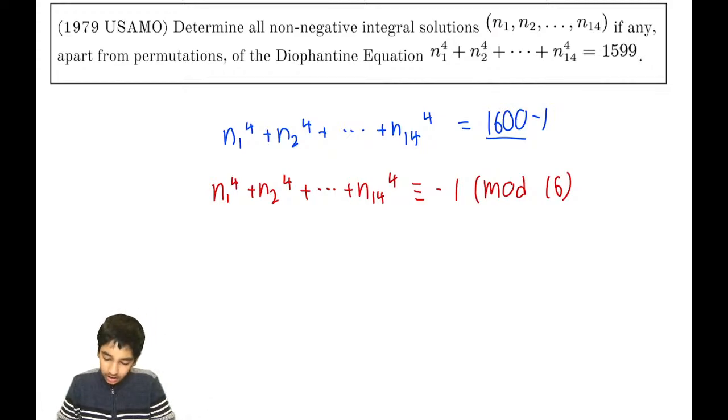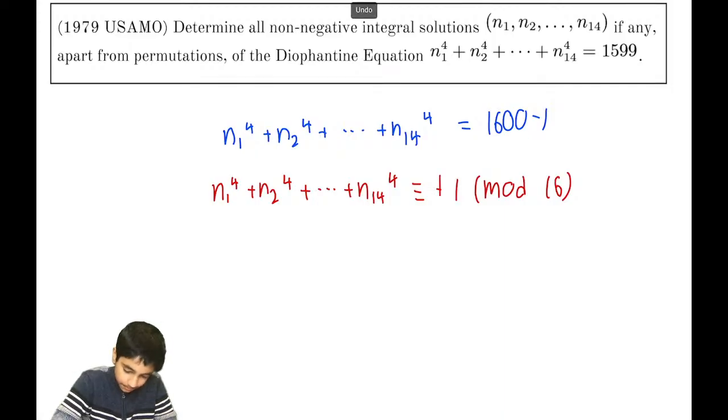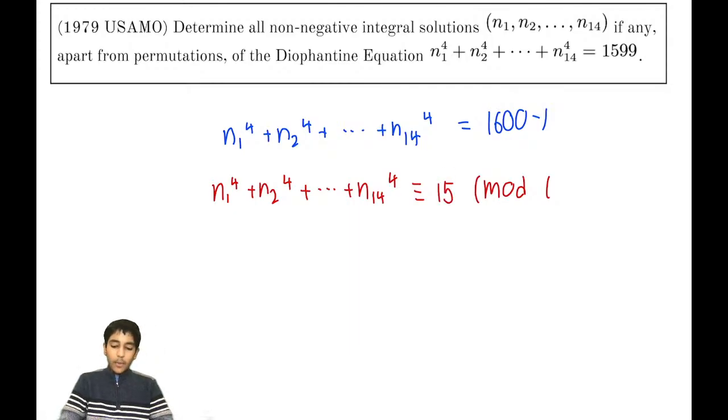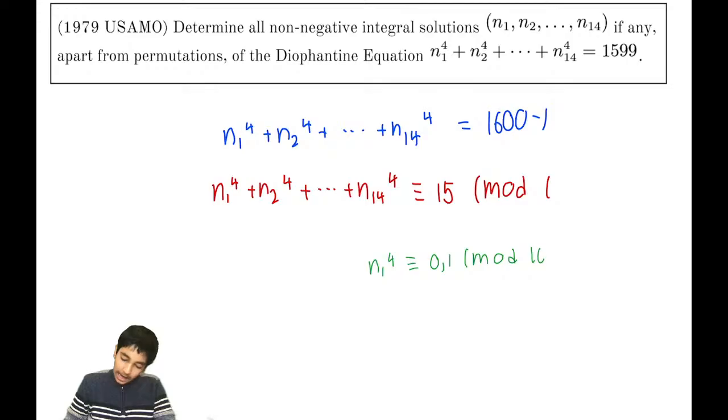Okay, so now, -1 mod 16 is nothing but 15 mod 16. So now we can just make this 15 mod 16. Okay, so now what is n1 to the power 4 mod 16? Whenever we take a number to the 4th power mod 16, it's always going to be 0 or 1 mod 16.